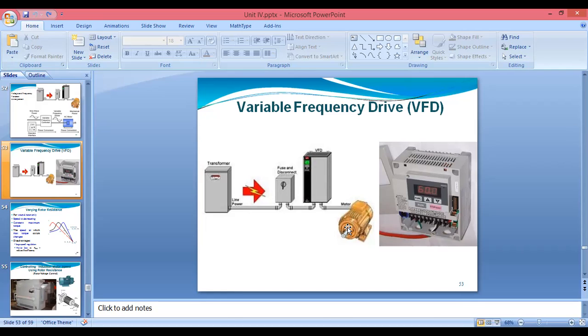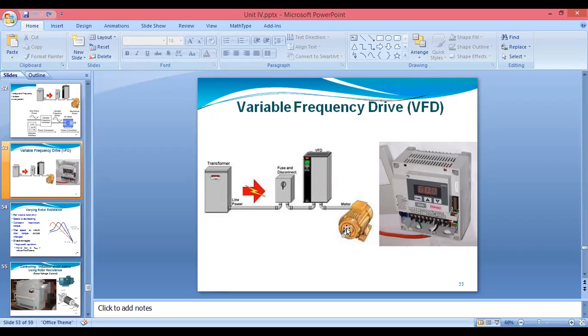The synchronous speed with 4 poles: Ns = 120 f upon P. If the frequency is given as 50 Hz, you can take it, and if it is not given, we take 50 Hz. P is given as 4, so Ns = 120 into 50 upon 4. 50 is the frequency and the number of poles goes in the denominator. If you solve, you will get 1500 RPM.